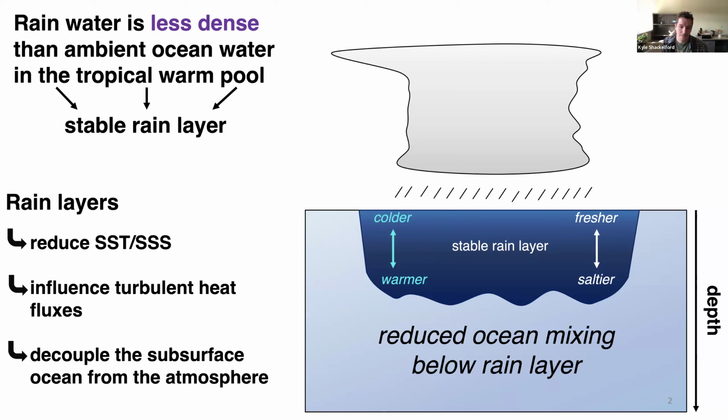Rain layers shoal the ocean mixed layer base, which confines evaporative cooling to the near surface rain layer, and it also reduces subsurface ocean mixing below the rain layer. So within rain layers, you tend to have reduced sea surface temperature and sea surface salinity. The reduced sea surface temperature in rain layers can influence turbulent heat flux, and the stability and shoaling of the ocean mixed layer depth that occurs within rain layers tends to decouple the subsurface ocean below the rain layer from the atmosphere above, which we'll later see can have impacts on convection within the context of the MJO.